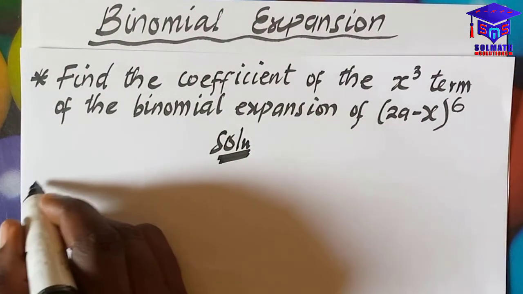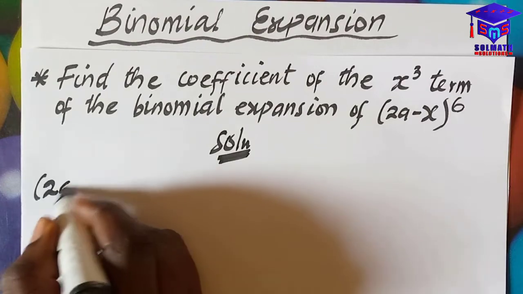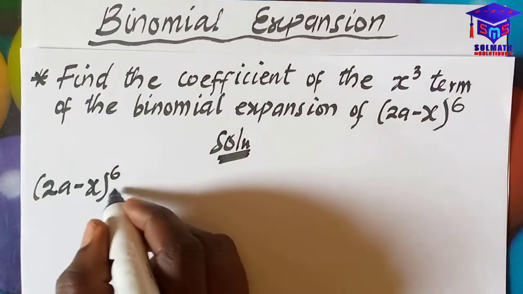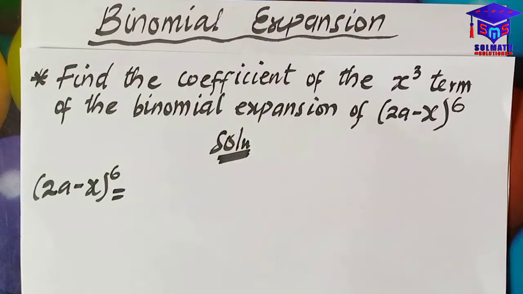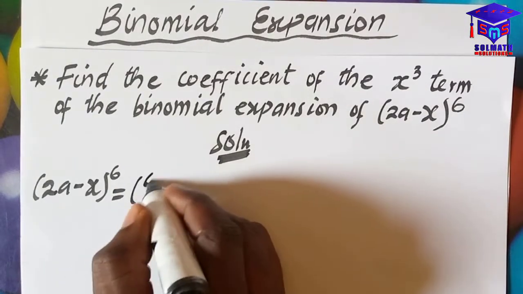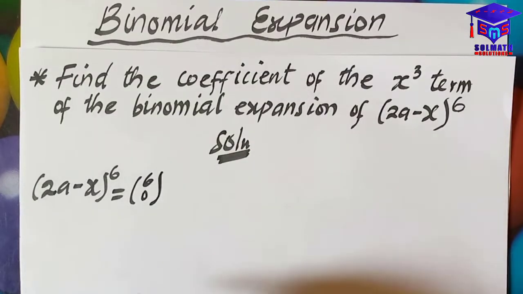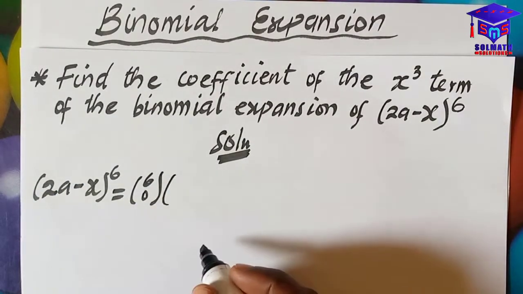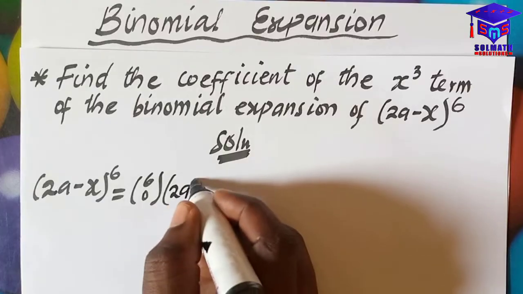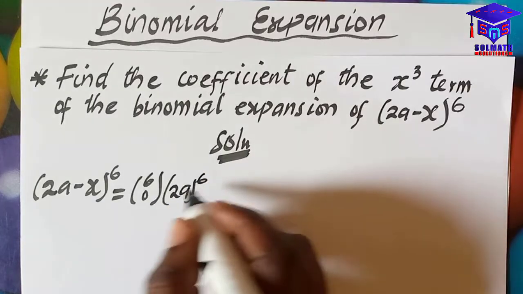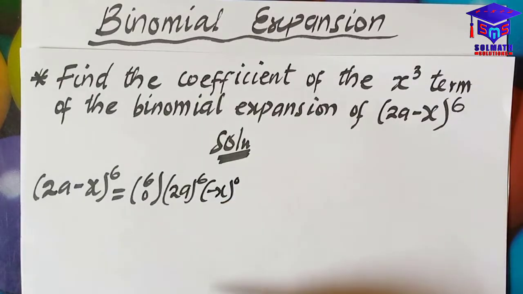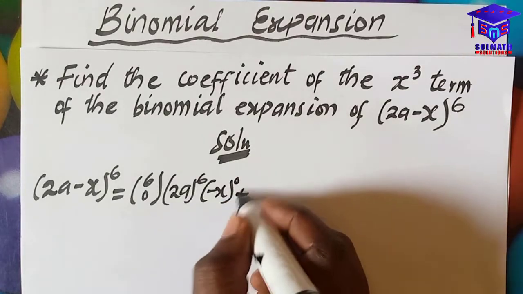We have (2a − x)^6. So this will be equal to, going for the combination, 6 choose 0, or 6 combination 0. The power of the first term reduces, so we have (2a)^6, and then that of the second term, minus x, increases from 0. Okay, so this is the first term.